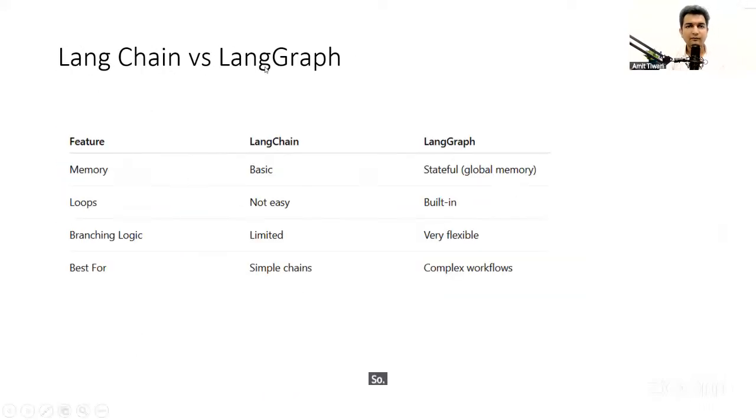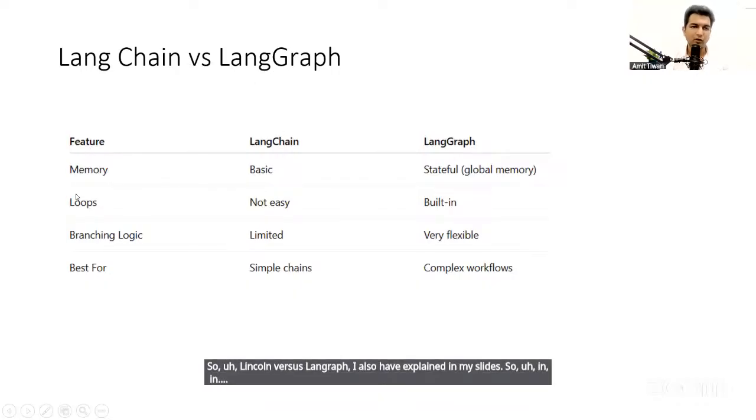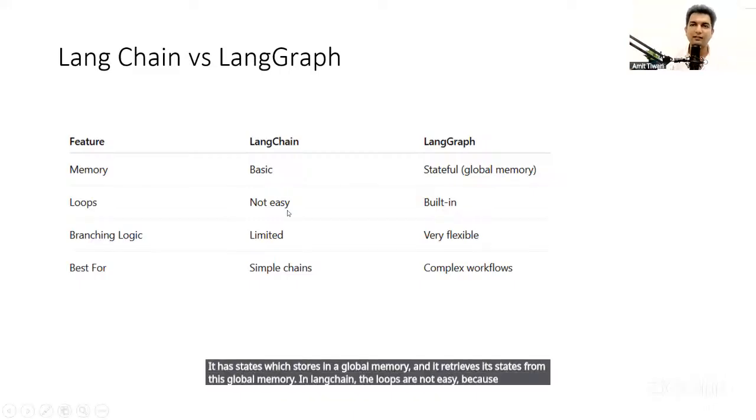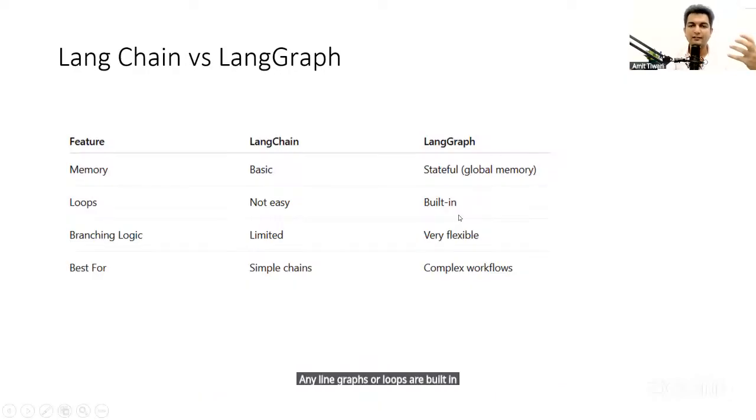So LangChain versus LangGraph, I also have explained in my slides. If you talk about features, then LangChain has basic memory. LangGraph has stateful or global memory. So it has states which are stored in a global memory, and it retrieves these states from this global memory. In LangChain, loops are not easy because it's kind of a single structure, and in LangGraph, loops are built in. So if a node is not active, then it automatically loops back to the node previous to that.